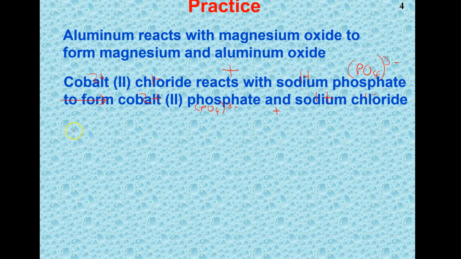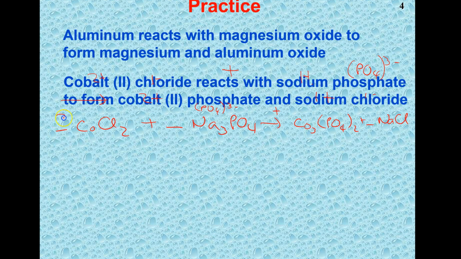So when I do this, I get Co, Cl2, because I dropped and swapped, plus, drop and swap here, Na3PO4, to form cobalt phosphate. So I'm going to drop and swap again: Co3(PO4)2, and NaCl. Okay, so to balance this, I'm just going to go through it real quick.